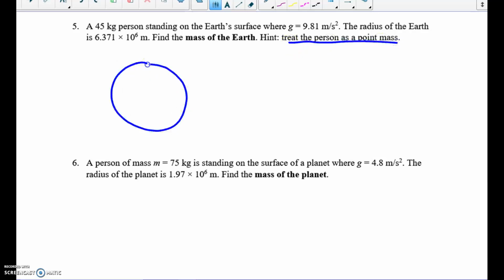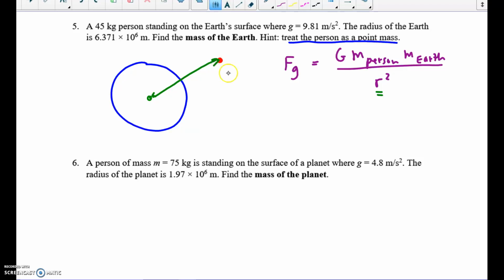So here's the Earth, and let me pretend for a second that it's an astronaut out here. If I want to find mass of Earth, I'm going to have to use this equation: Fg equals G times mass of person times mass of Earth over r squared. And if this were the scenario, it's an astronaut, r is always the distance from the center of one object to the center of the other. And because the person is a point mass, it's just the distance to the point.